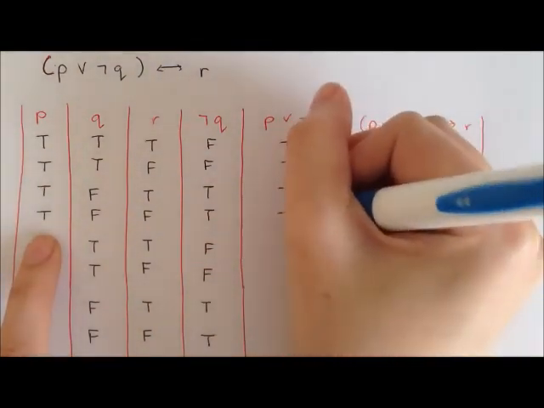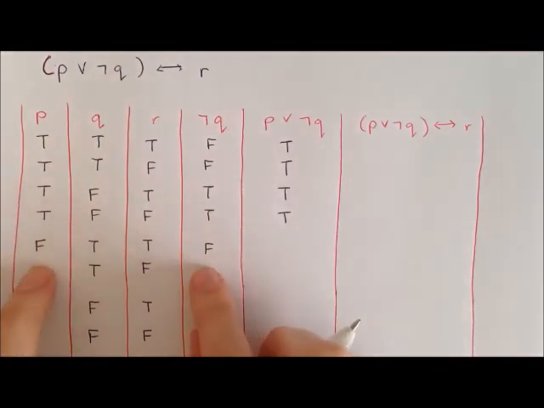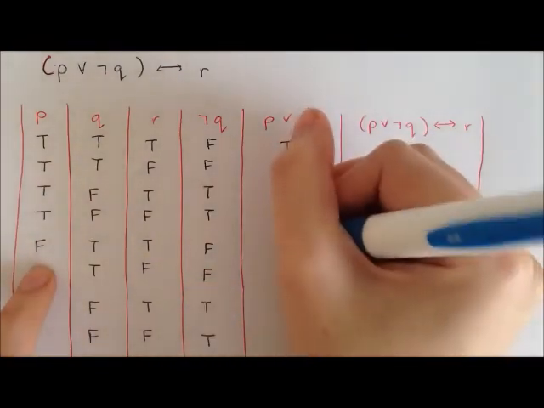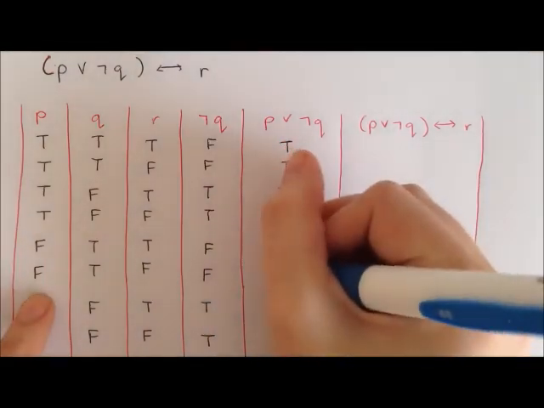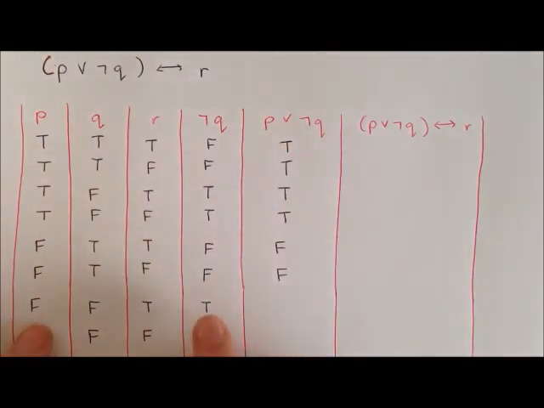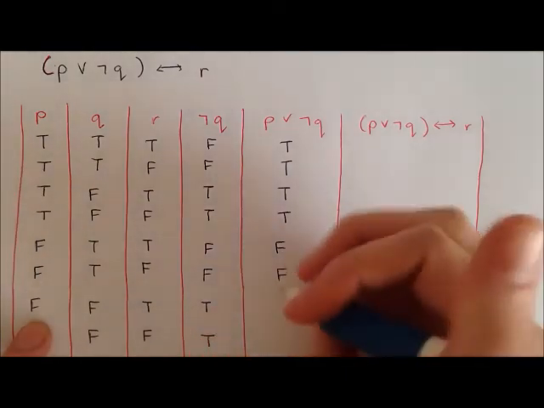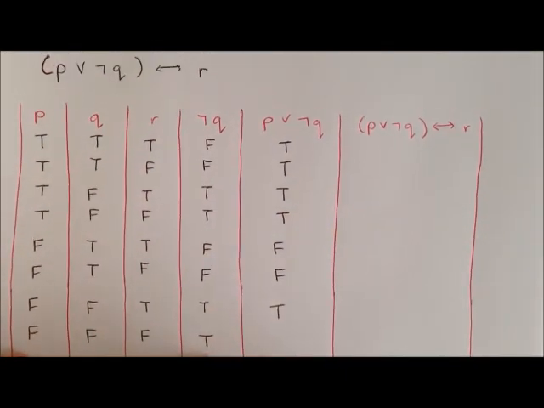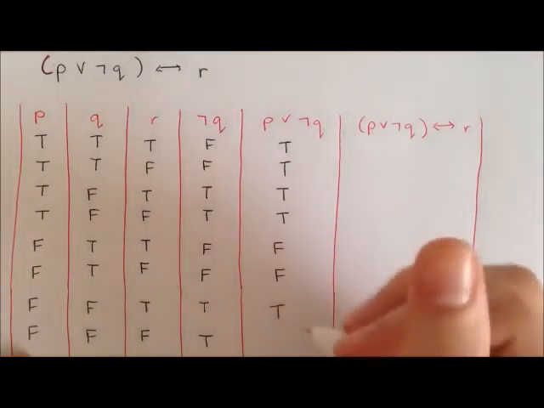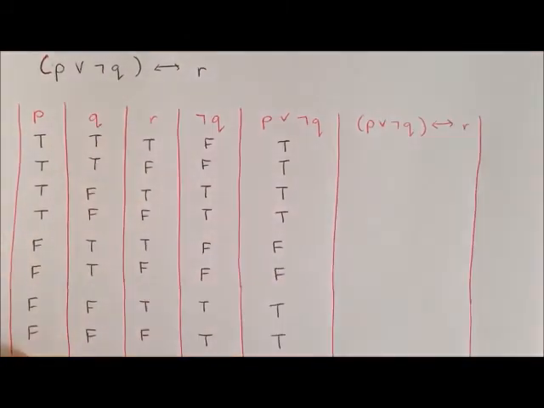Again, the same thing. False, false, don't have any trues, so that is false. False, false again, so don't have any trues, so that's a false. True, false, have at least one true, so that's a true. True, false again, we have at least one true, so that is a true.